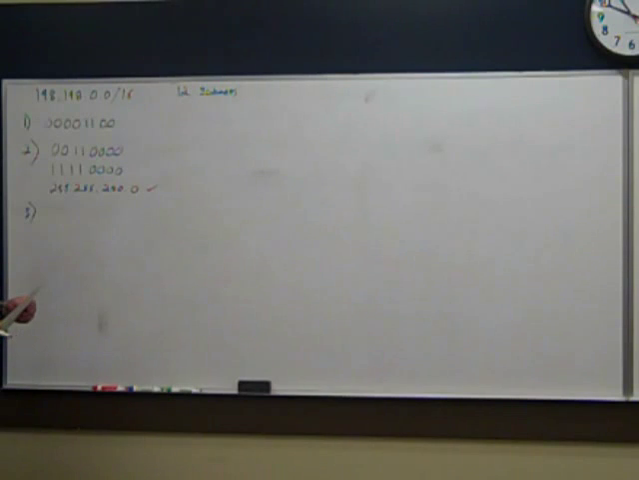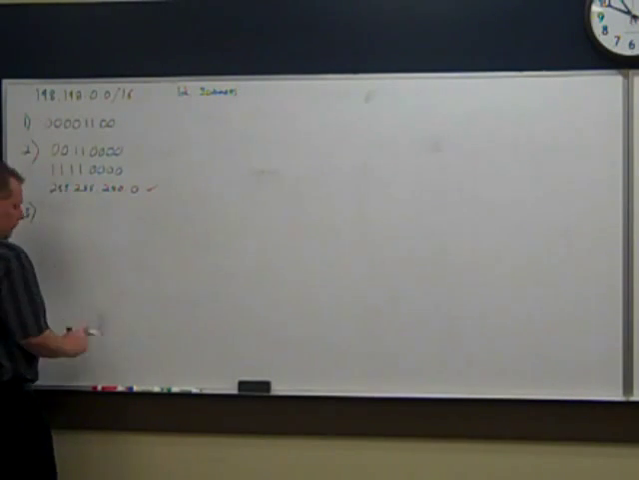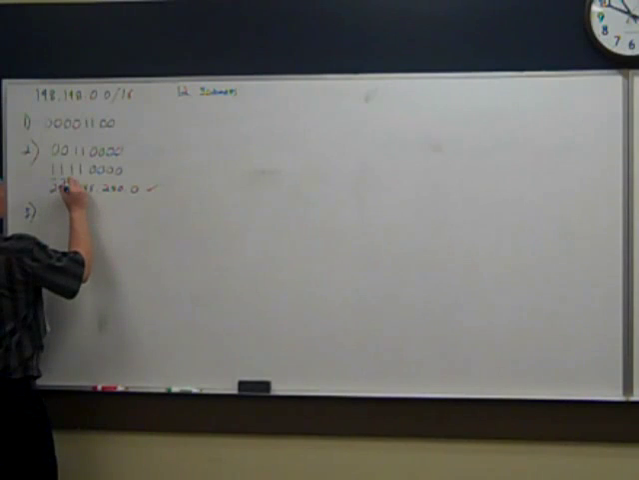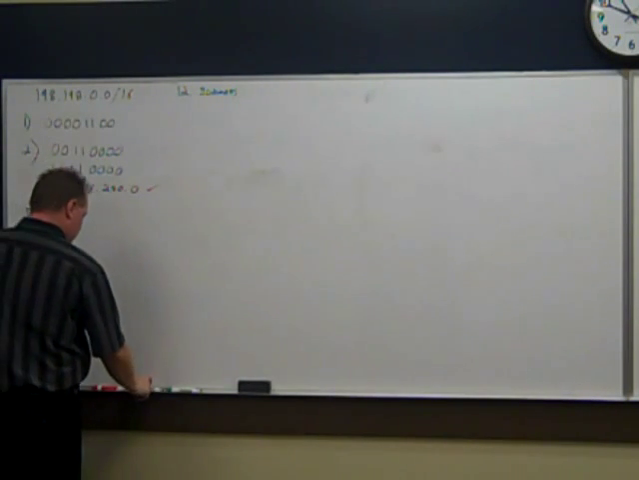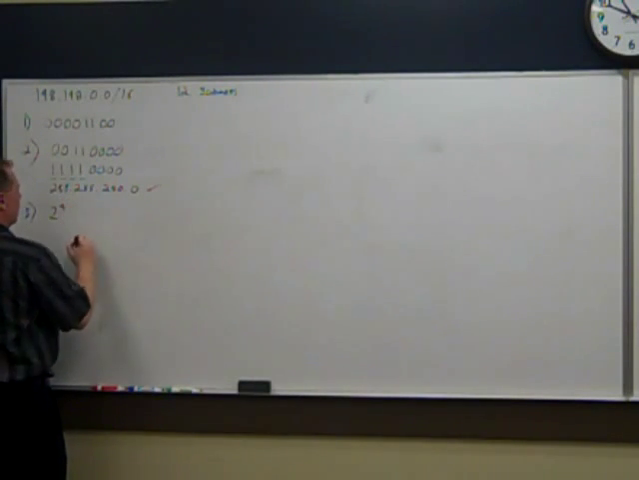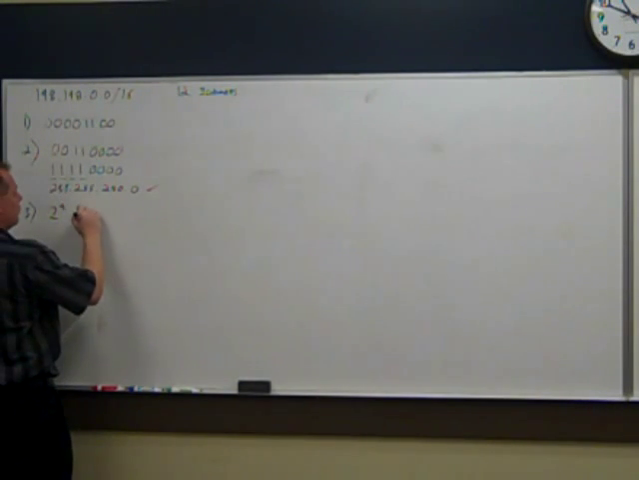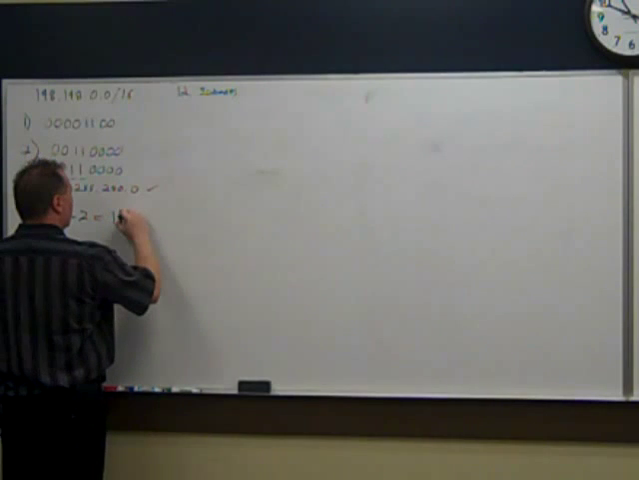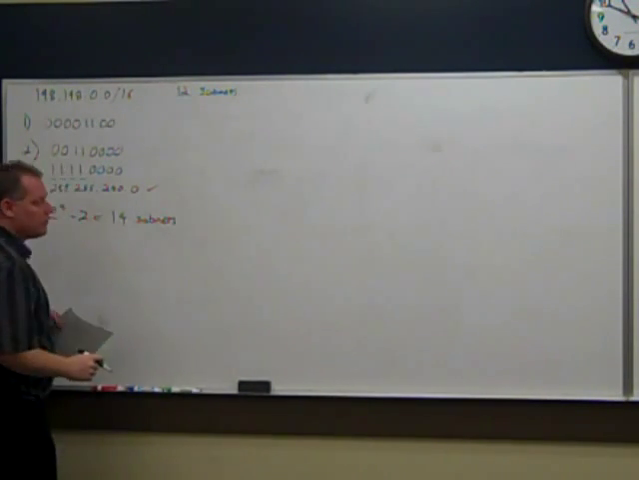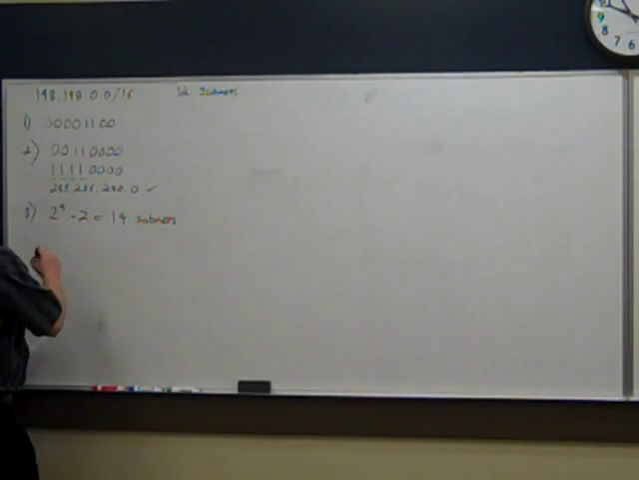Step 3, let's figure out how many subnets we're going to get. So we borrowed 4 bits. 2 to the 4th minus 2 gives us 14 subnets.